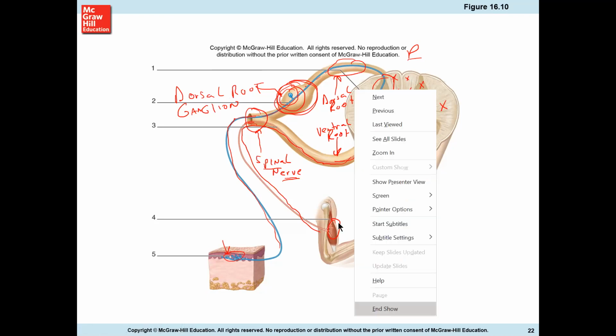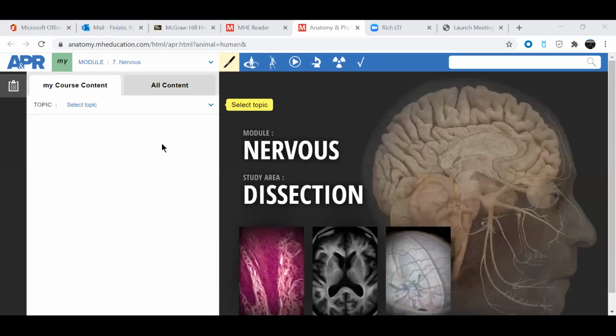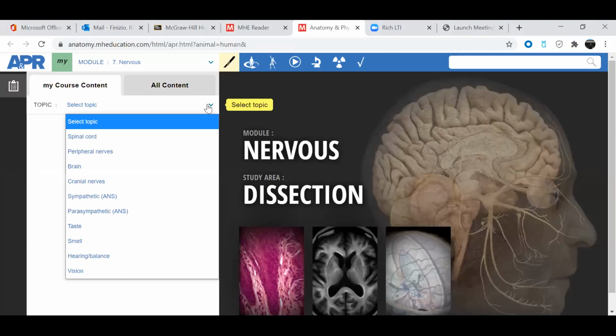And again, we're going to go to the APR and we're going to show you, because I think I have to be there for that just to help you along. And I may even record that. So this is Module 7 in the Anatomy and Physiology Revealed. And we'll look at the topic, and you could go through your checklist. And the back has a pretty extensive list.